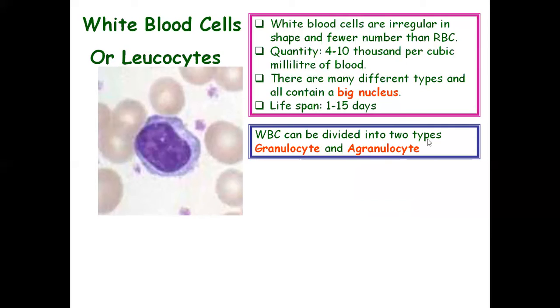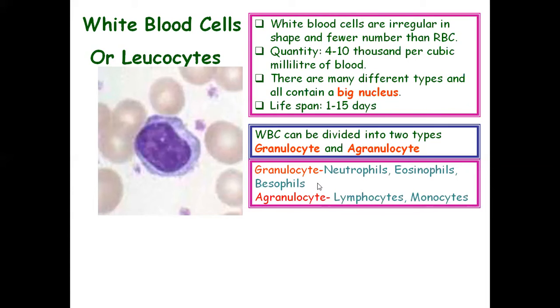WBC can be divided into two types, granulocyte and agranulocyte. Granulo means its cytoplasm has crystals, and agranulo means its cytoplasm is transparent. There is no crystal in their cytoplasm. Granulocytes again have three types: neutrophils, eosinophils, and basophils. Agranulocytes are lymphocyte and monocyte.